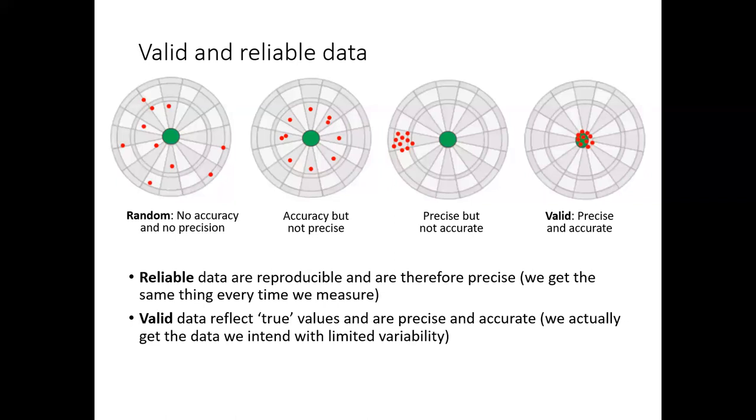Okay, so these pictures kind of show what we want: we want precise and accurate data that is on target for what we hope to measure. So we can have data that's precise but missing what we actually want to measure, data that's kind of accurate but not very precise, and then no precision and no accuracy. So we want both valid and reliable data.